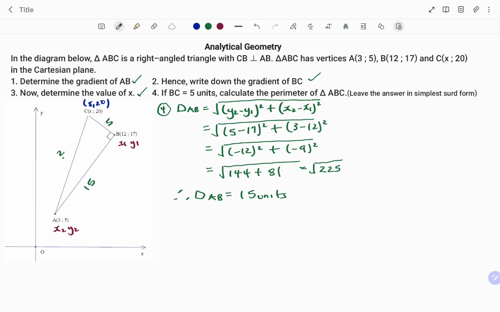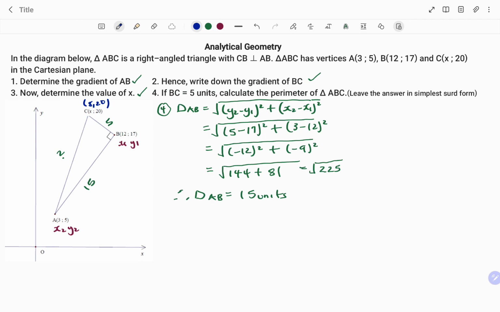equals 15 units. Now to find AC, remember the perimeter of any shape is the total distance around the shape. So I've gotten the distance AB to be 15. BC has been given as 5 units. I need to find AC.